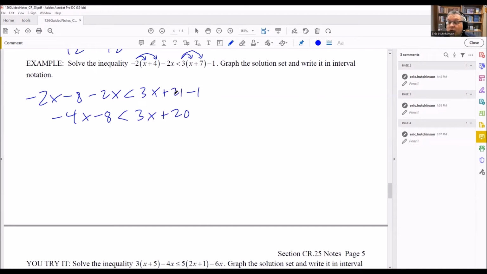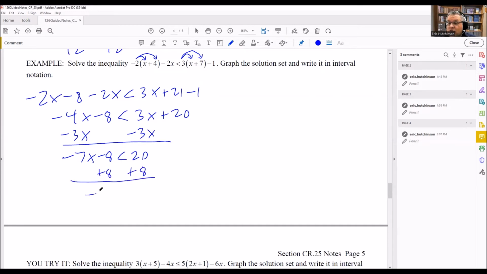Next step is we want to get all the x's on one side, so we're going to subtract 3x from both sides. -4x minus 3x is -7x. So -7x minus 8, and we have less than 20. Next step would be to add the 8 to both sides. So we get -7x less than 28. Trying to get all the x's on one side. That's the reason why we added 8 to both sides there.